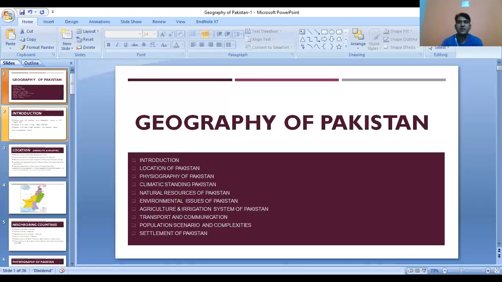So I'll start with what we learn in the geography of Pakistan. There are lots of topics in the geography of Pakistan, but here I'll discuss the major topics. We will start from the introduction, then we have the location. I'm talking about the whole syllabus, or subject, of the geography of Pakistan, where we learn the major aspects: the location of Pakistan, the physiography of Pakistan, the climatic setting of Pakistan.